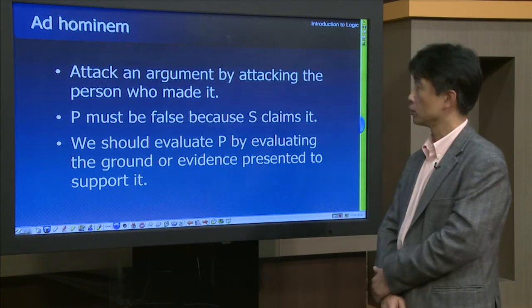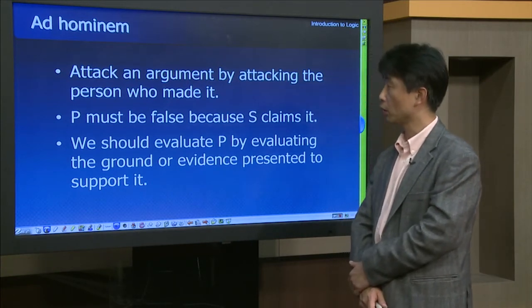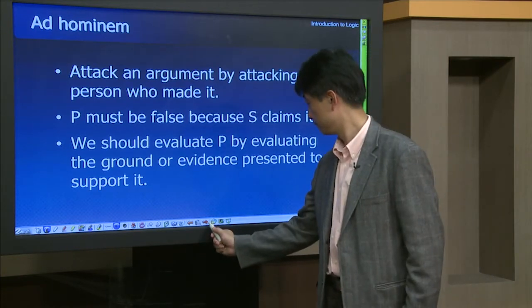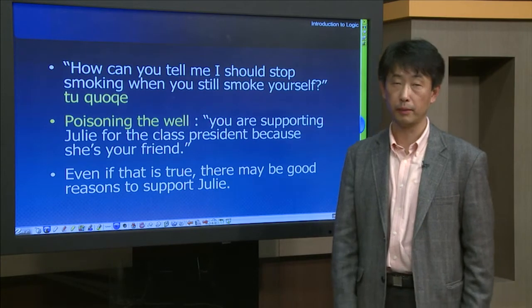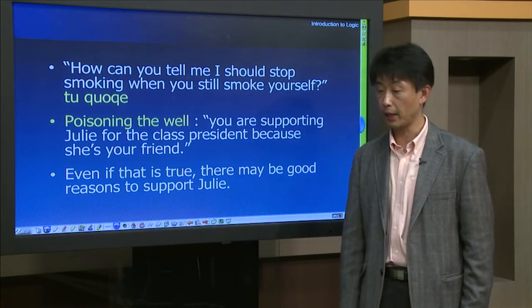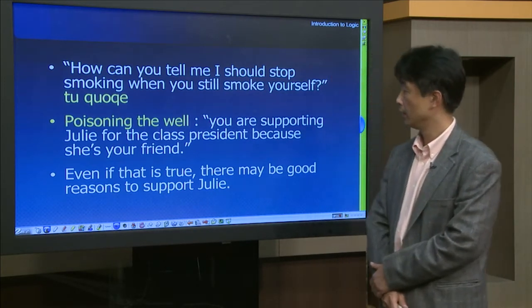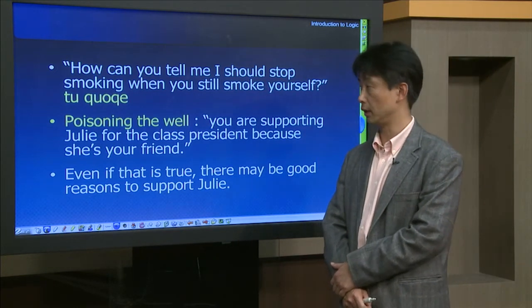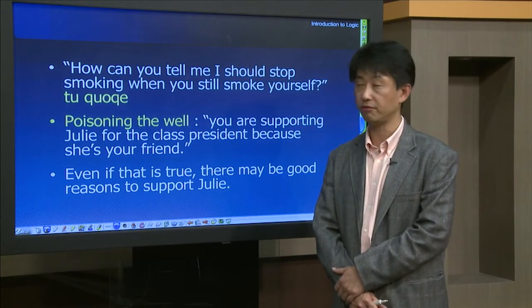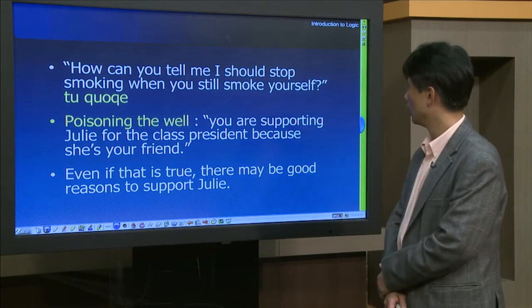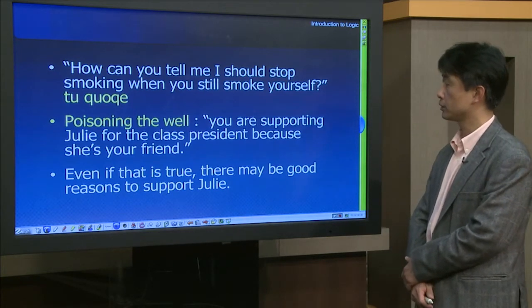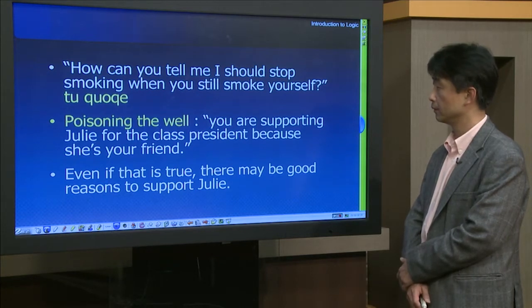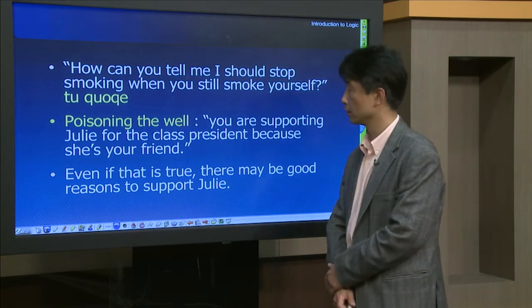So ad hominem is a fallacy that occurs quite often. There are many examples of ad hominem and other fallacies in the book. For example, these are all species of ad hominem fallacies. How can you tell me I should stop smoking when you still smoke yourself? This is ad hominem.